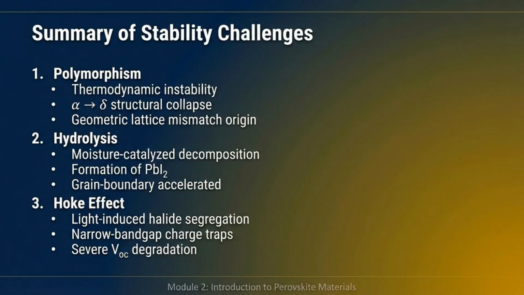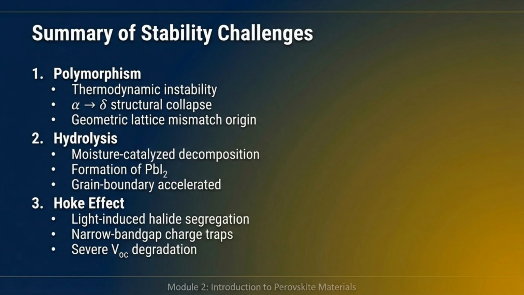Let us now synthesize everything. We have examined three distinct instability mechanisms, each governed by different physical driving forces. Polymorphism arises from geometric lattice strain and thermodynamic free energy minimization. Hydrolysis arises from chemical reactivity with water and bond destabilization. The Hoke effect arises from photo-induced ionic migration and carrier-lattice coupling.